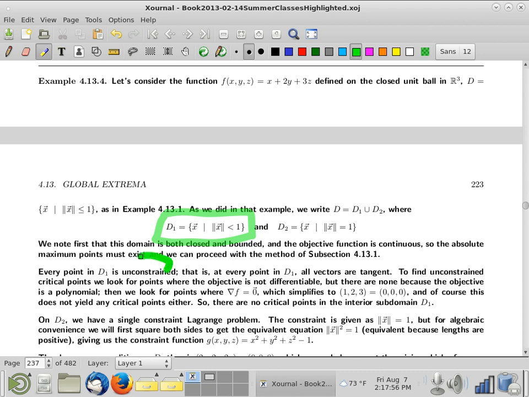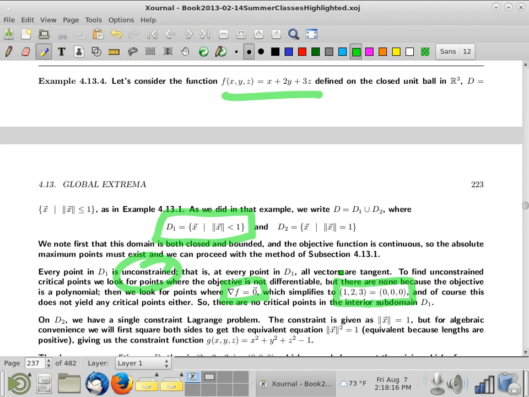D1, there's no constraints, so we're just going to take the gradient, set it equal to 0. I guess we have to worry about differentiability. Conveniently, the function's differentiable. No problem there. So we take the gradient and set it equal to 0 and solve. Well, the gradient of f is 1, 2, 3.